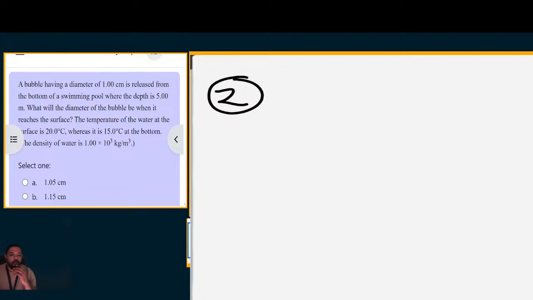of 1 centimeter is released from the bottom of a swimming pool. So we have a swimming pool, and at the bottom, where the depth is 5 meters, we release or blow a bubble, 5 meters below the surface. What will be the diameter of the bubble when it reaches the surface?